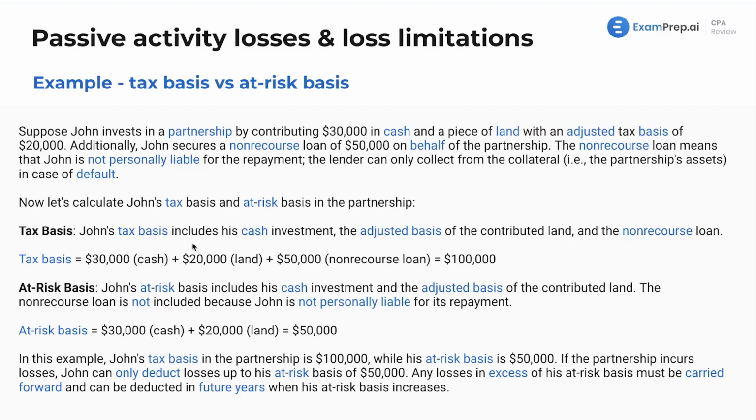This is something, again, we'll see with partnerships, is that any sort of share of loans gets added to your basis. So we've got $30,000 of cash plus the land contributed. And what are we using for land? We are using the adjusted basis. There's no fair market value here, but we wouldn't use fair market value. We always use adjusted basis. And then we're going to add in the non-recourse loan.